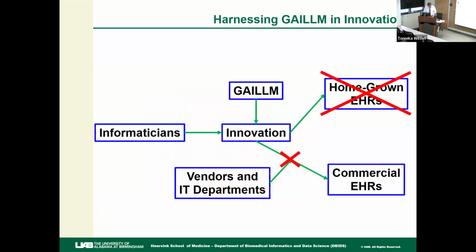All right. So where do we go with all this? So we've got our informaticians, we've got our generative AI, we've still got our commercial EHRs. What do we do? Well, now we can try to apply generative AI, as my colleagues and I are doing, to help us with our innovation. And then we have to do an end run around the vendors and the IT departments and figure out how we are going to get this into context.